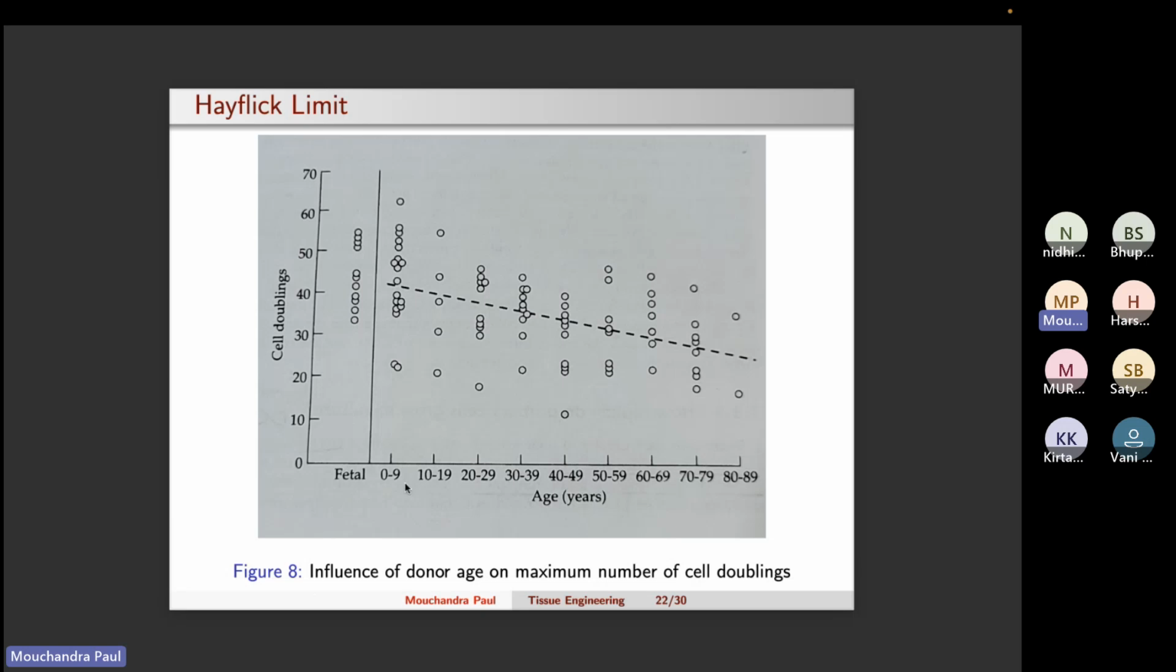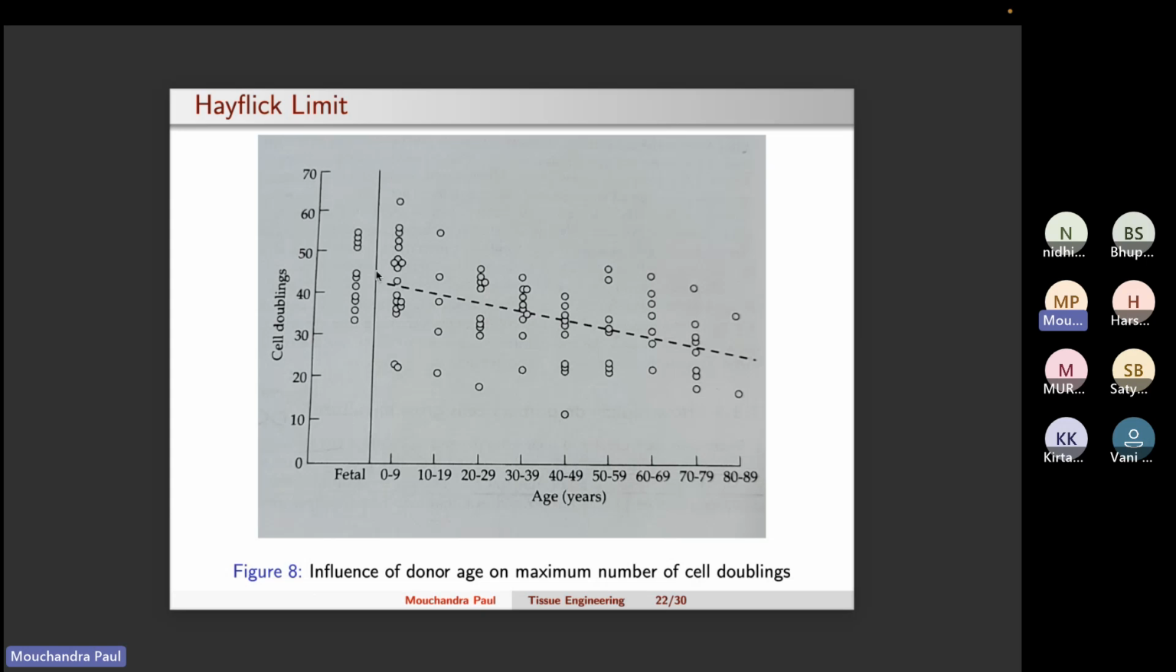So if you take the cell from a fetus or from a very young baby, since those cells are young, they can undergo approximately 60 to 70 doublings. But if you take the cell from an old man, who is in the age of 80 to 90 years old, their cells will have the potential to only go up to 40 to 50 doublings. So this kind of limitation exists, okay, and the number of cell divisions is influenced by the age of the donor, okay.